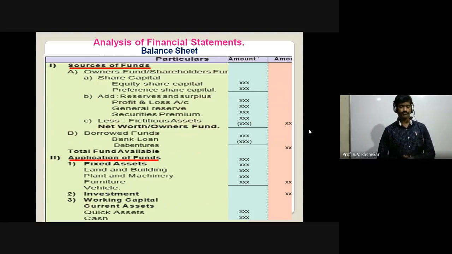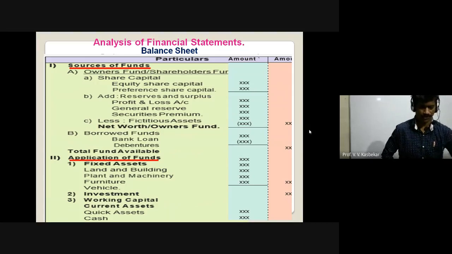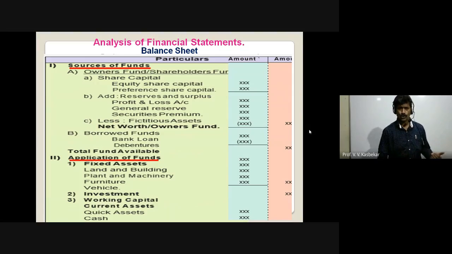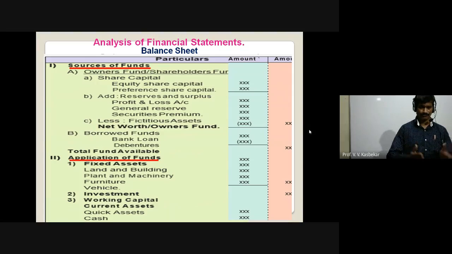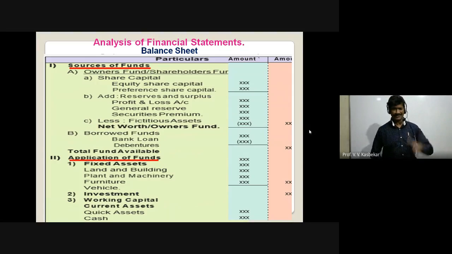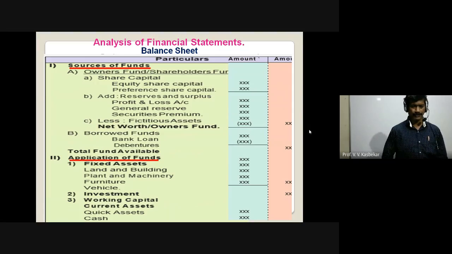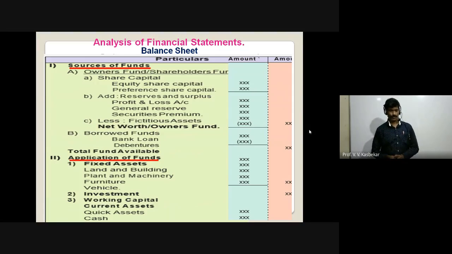Then B, again in that borrowed funds. That means from borrowed funds like bank loan or debentures, कर्जाऊ भांडवल, ते देखील त्याच्यात ऍड करायचे. आपण लायबिलिटी साइड पाहतो बॅलन्स शीटची. We are watching about the liability side of balance sheet. Then we get total funds available. Total funds we have with us. हे आपल्याला इथं प्राप्त झाले.